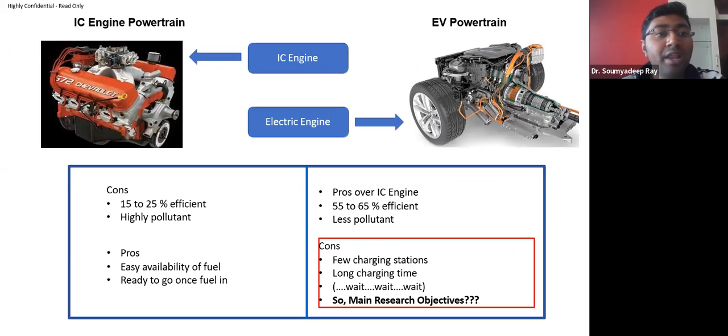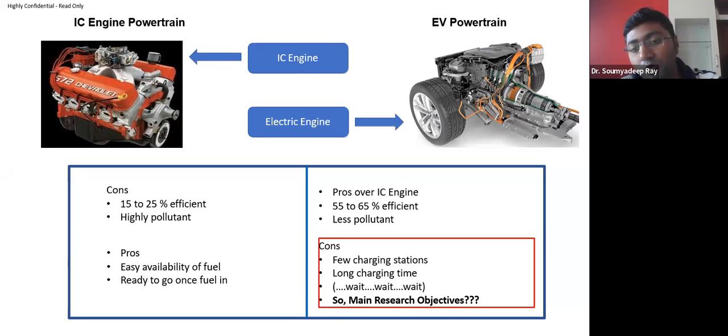On my left hand side, it is the IC engine powertrain. On my right hand side, it is the electric vehicle powertrain. So what are the basic differences? If I talk about the cons of the IC vehicle, it is less efficient and highly pollutant. Yes, obviously you can say that BS6 engines are there, which are less pollutant, but overall it is highly pollutant with respect to the EV powertrain.